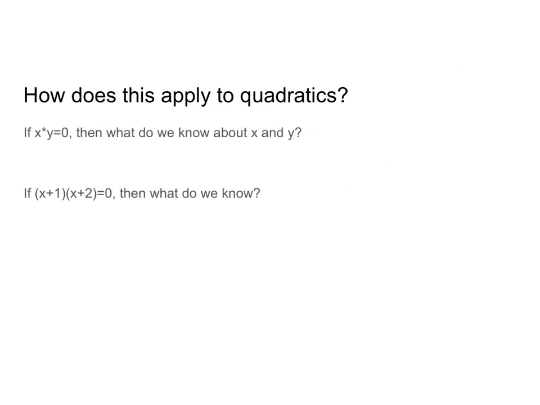Okay, so how do we apply this to quadratics? If I had two numbers, let's call them x and y, I don't know what they are, but I do know that when they're multiplied together, they equal 0. Well, what does that tell you about x and y? Let's apply what we did on the previous page. Once again, pause, think about it, press play when you think you know.